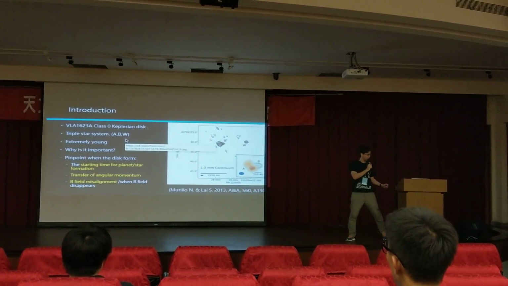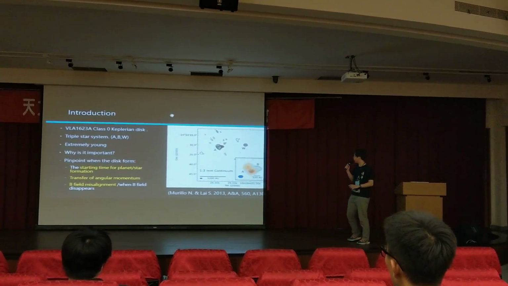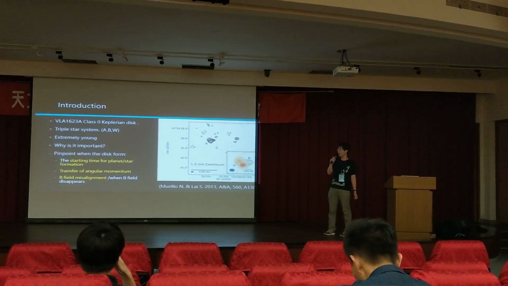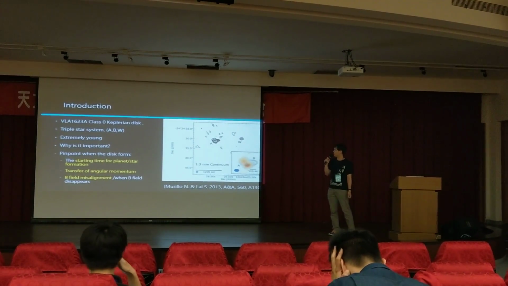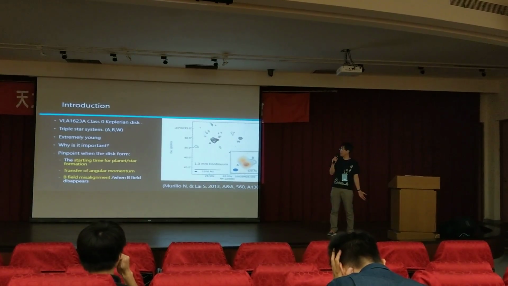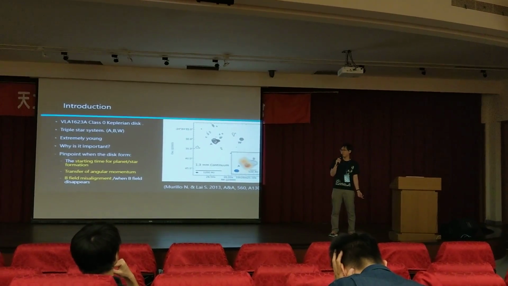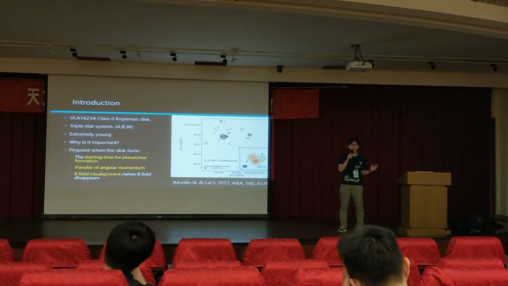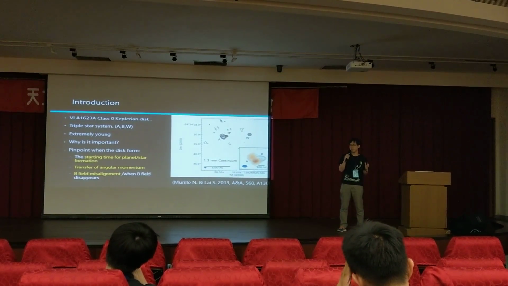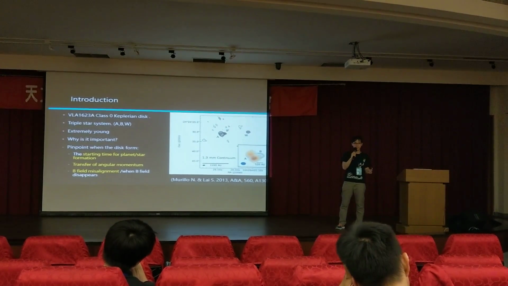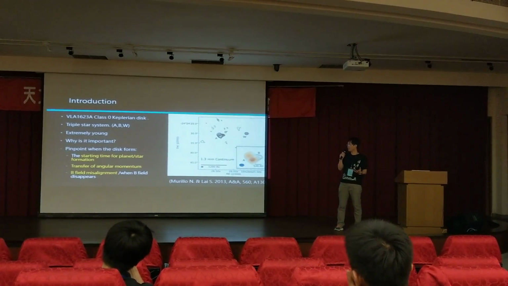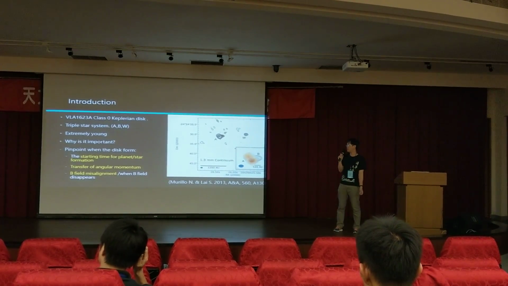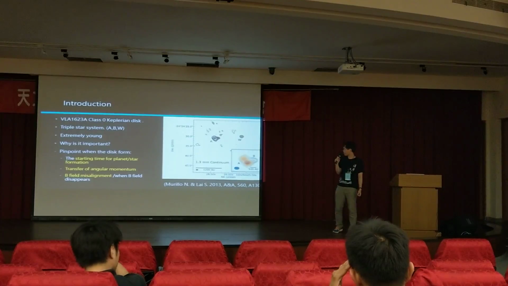It is composed of three different protostars: A, B, and W. A is actually a Class 0 source, and W is a Class 1 source. So this system is extremely young, and it's very important to study Class 0 circumbinary disks because, first of all, it's difficult for simulations to create rotating disks around Class 0 sources. And also, studying Class 0 disks pinpoints the starting time for both planet and star formation.